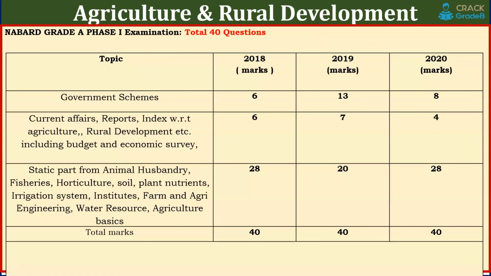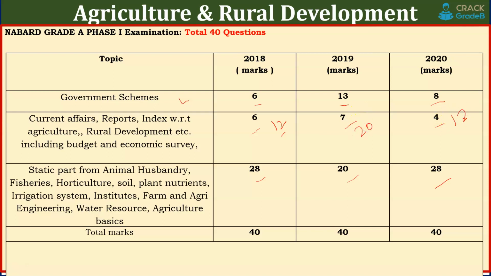Next is agriculture and rural development. In 2018, first we talk about the government schemes: 6 marks from government schemes, 13 marks in 2019 and 8 marks in 2020. 6 marks from the current affairs part, 7 marks in 2019, 4 marks in 2020. 28 marks from the static part, 20 marks from the static part, and 28 from the static part in 2020. So only 12 marks, 20 marks and 12 marks from current affairs and government schemes.